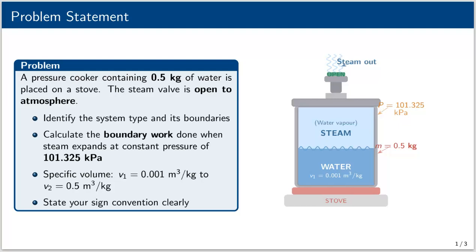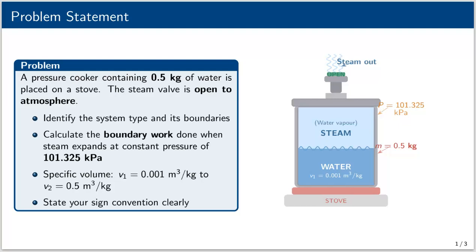Today I am going to solve a boundary work problem using the classic example of a pressure cooker on a stove. We'll identify the system type, state the sign convention and calculate the work done during steam expansion at constant pressure. Let us get started.